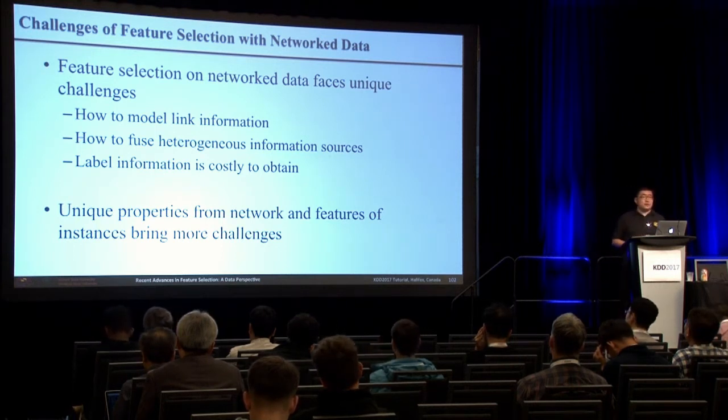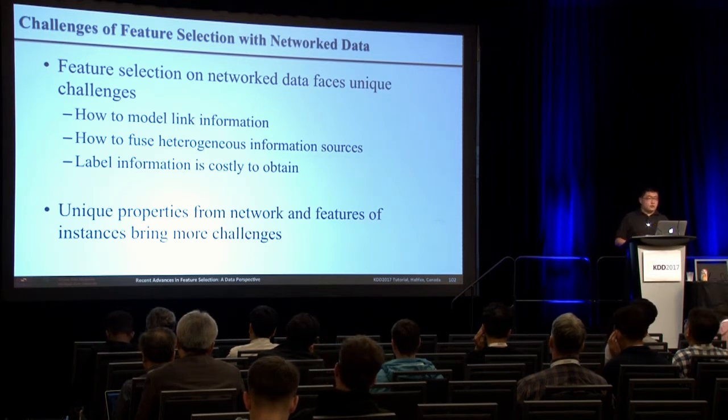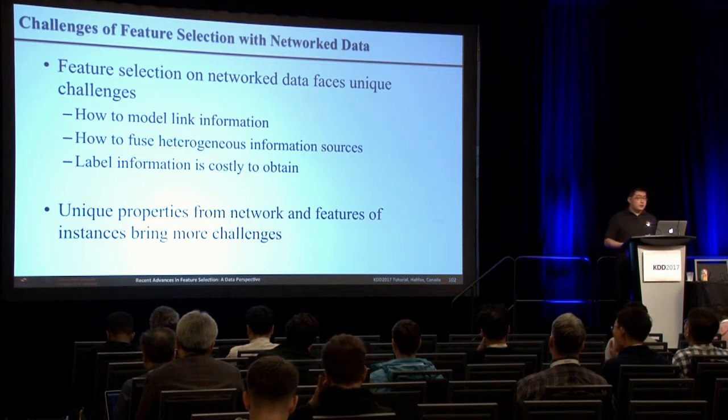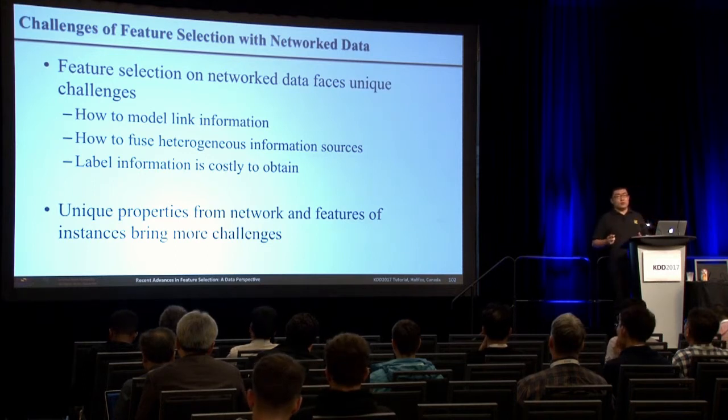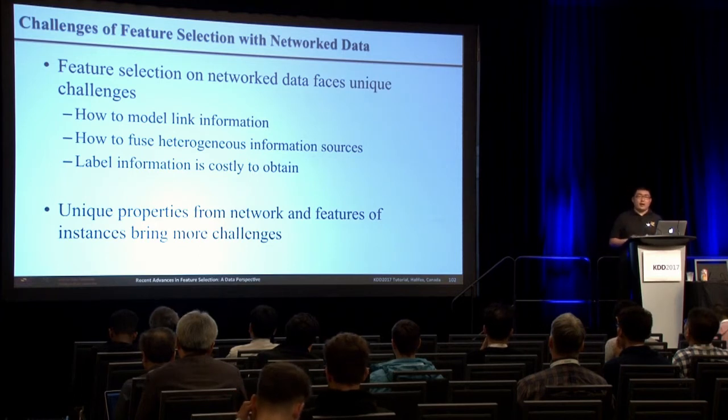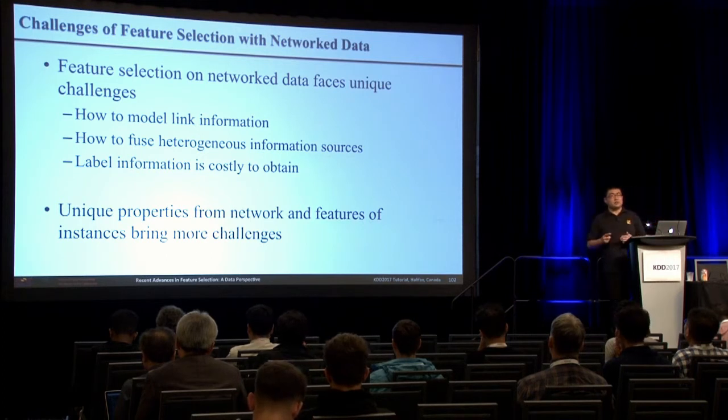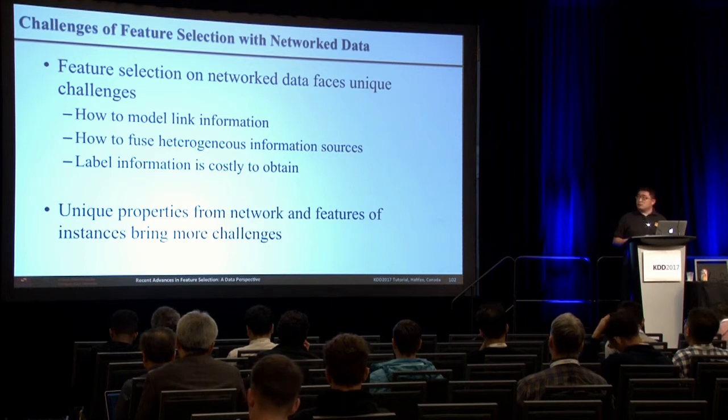The third challenge is that in a network, the label information is often very costly to obtain, as acquiring these labels requires both time and a lot of human effort. In addition to that, some unique properties of the network and the features will also bring more challenges. For example, in social networks, the network structure could be highly noisy because of the existence of social spammers, who may generate a large amount of fake links. So how to tackle this challenge is also a very interesting problem.